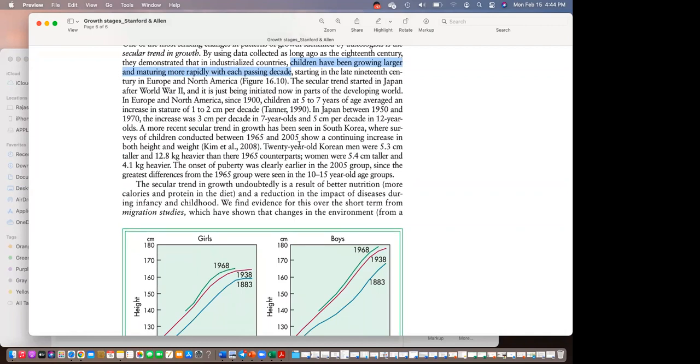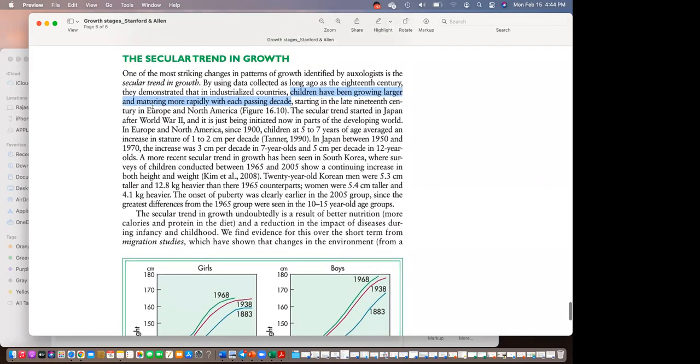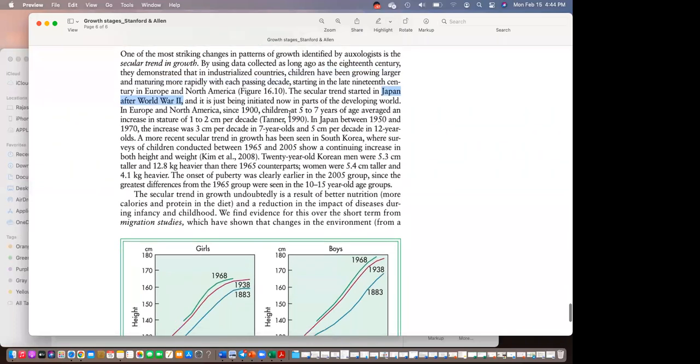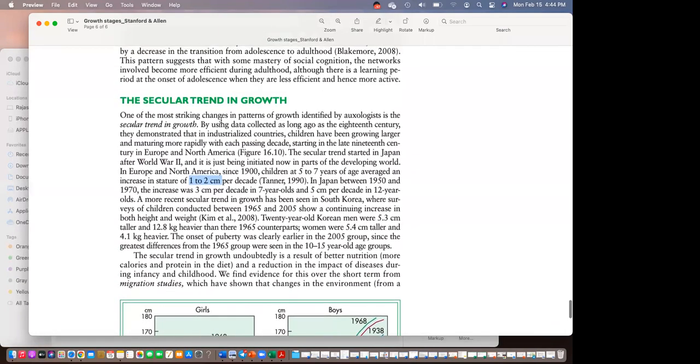And this is also happening as countries are developing, very much like how NCDs, or non-communicable diseases, are showing up. In a similar manner, there is an increasing trend in maturity and rapid growth; both the increase in size and the rate of maturity are increasing. Okay, that is what they talked about. They have given a brief comparison of how the secular trend started in Japan after World War II, and also in other parts of the world, like Europe and North America. Children at 5 to 7 years of age averaged an increase in stature of 1 to 2 centimeters per decade. Every decade, they are growing 1 to 2 centimeters taller than usual. So this is what is referred to as secular trend in growth.